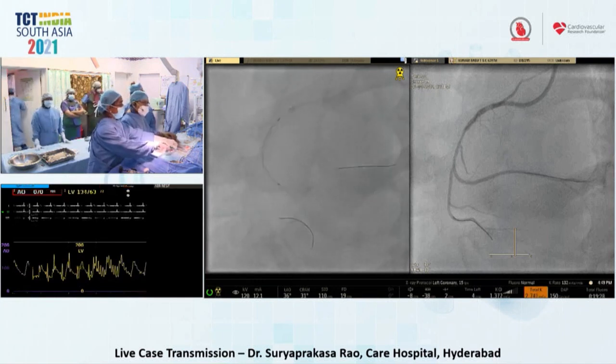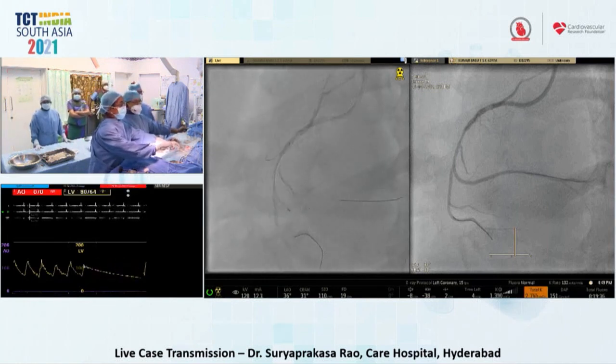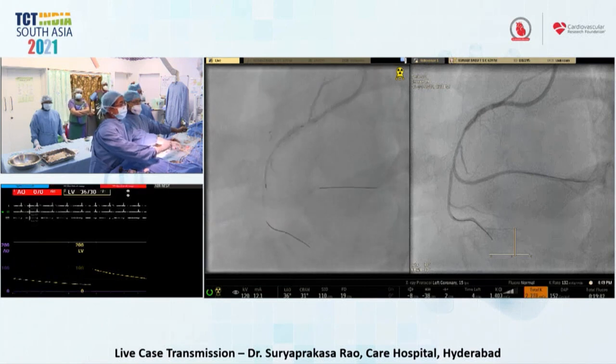And 3 into 38 is the stent, and it is across that CTO segment from the proximal healthy vessel to the distal vessel.